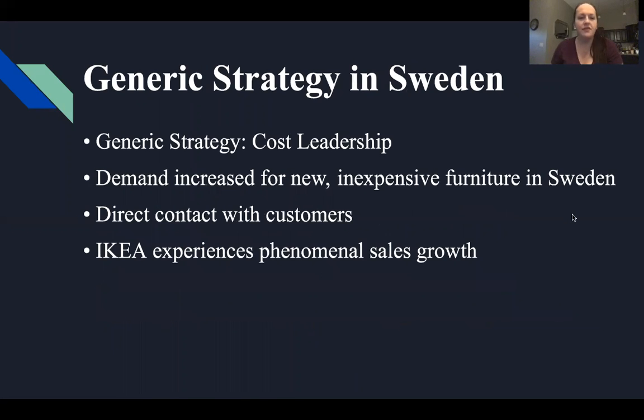So to kick us off with the generic strategy in Sweden, as we went through the article, it was abundantly clear that cost leadership was the strategy that Ingvar used to establish IKEA. He was presented with a market that was flooded by overpriced furniture manufacturers. And so he knew that the demand was high for new, inexpensive, yet still modern furniture in Sweden.